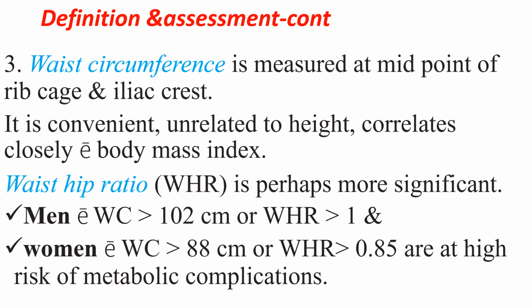is perhaps more significant. Men with waist circumference more than 100 centimeters or waist-hip ratio more than 1, and women with waist circumference more than 88 centimeters or waist-hip ratio more than 0.85 are at high risk of metabolic complications.